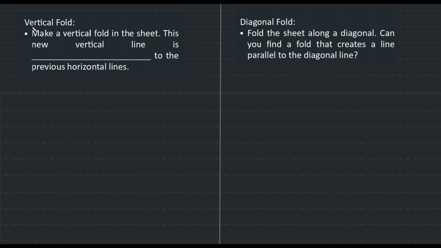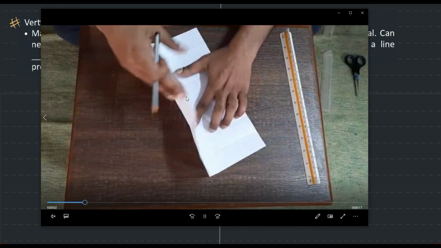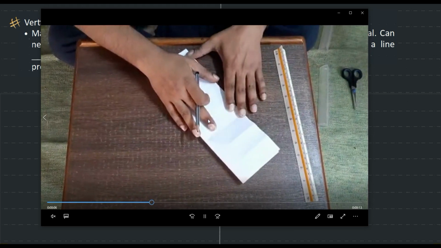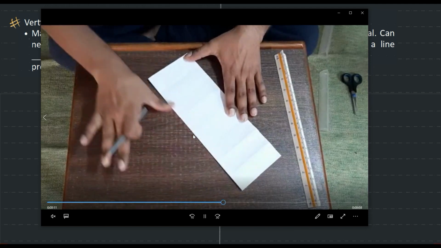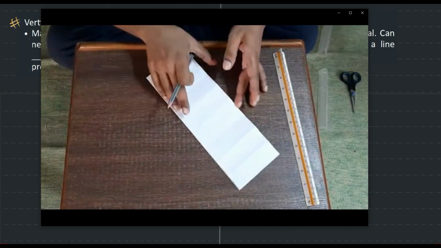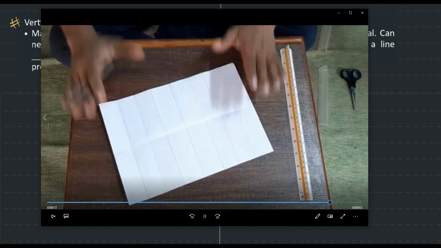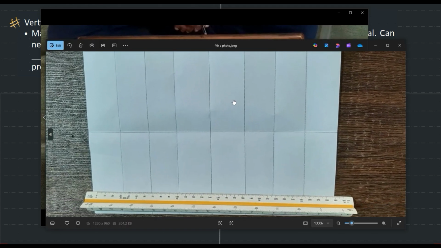Then there is one more. Make a vertical fold in the sheet. The new vertical line is perpendicular to the previous horizontal lines. So these are all the horizontal lines. Now I'm making a vertical line. Again, get the edge of the sheet to the other end, with the edges on top of each other. So that is your vertical line.